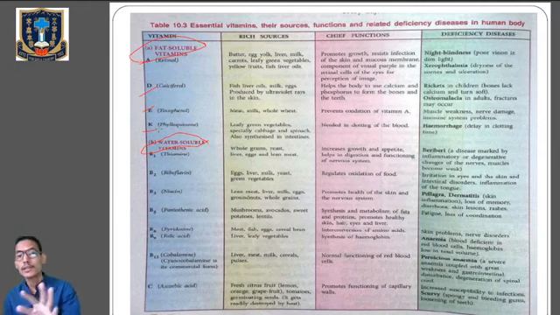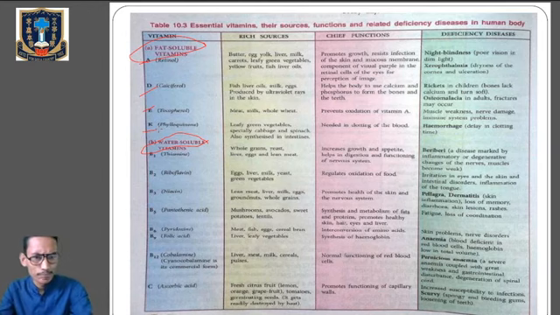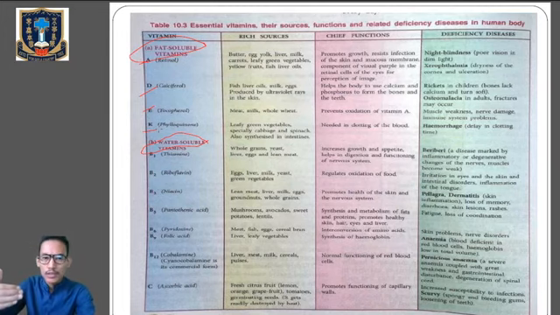For example, vitamin A, retinol. Sources: butter, egg yolk, liver, milk, carrots, leafy green vegetables, yellow fruits, fish liver oil. So in this way we will remember the sources of vitamin D: calciferol also, vitamin E, tocopherol also, and vitamin K, phytoquinone also. Okay, and what else you will remember: vitamin B1, thiamine, B2, riboflavin, B3, niacin. Okay, so this way you remember the sources. Then chief functions and diseases.